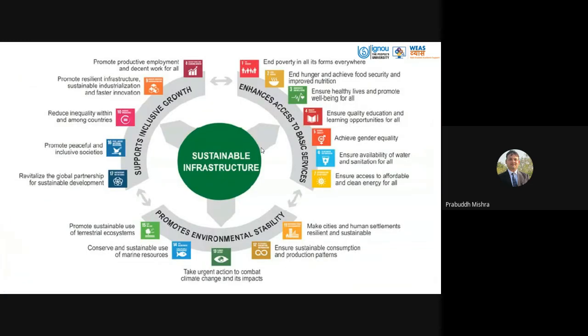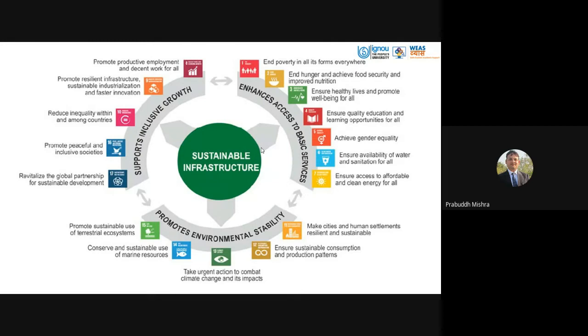This slide is very important. Please focus here, participants. See, sustainable infrastructure has four facets. The first is that it supports inclusive growth. It enhances the basic services. It promotes environmental sustainability. So first I will start with environmental sustainability.